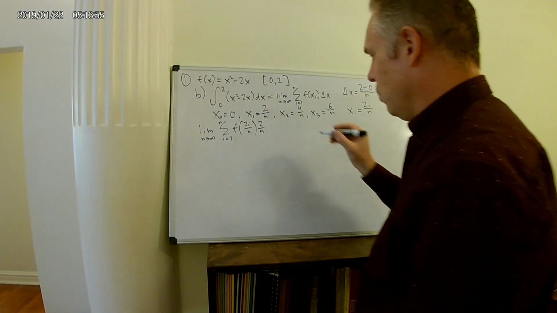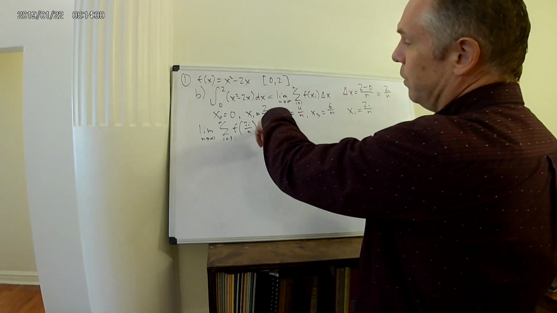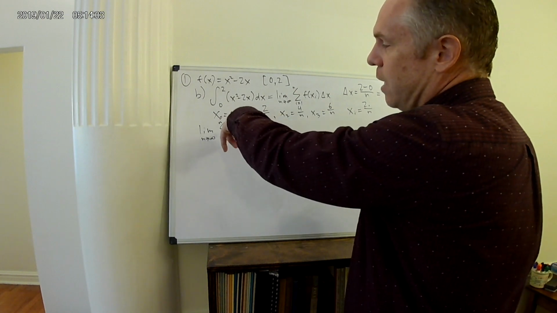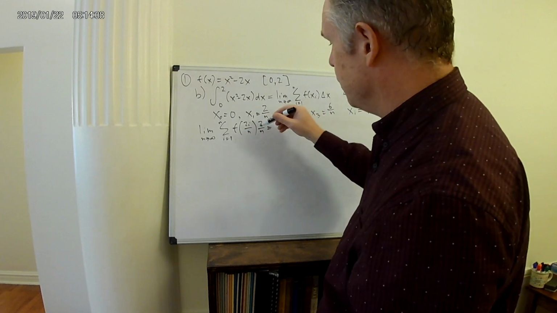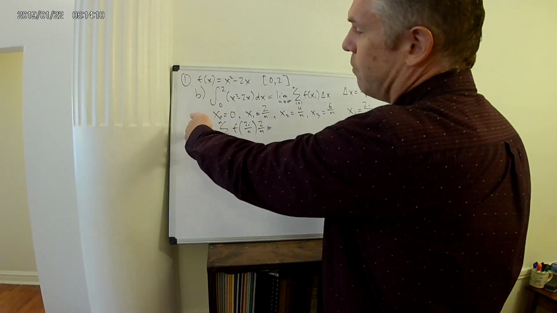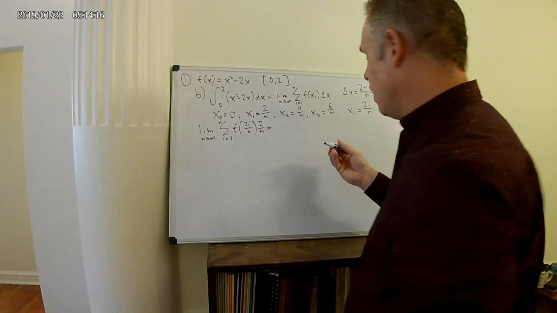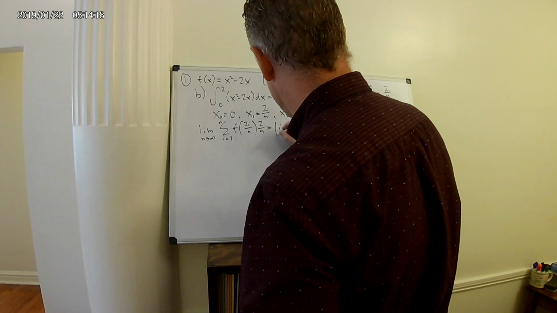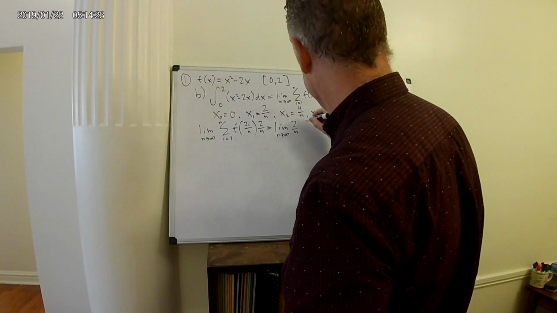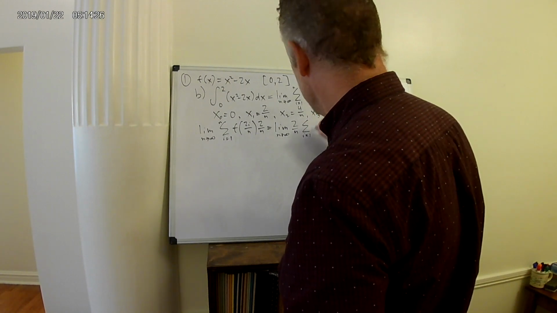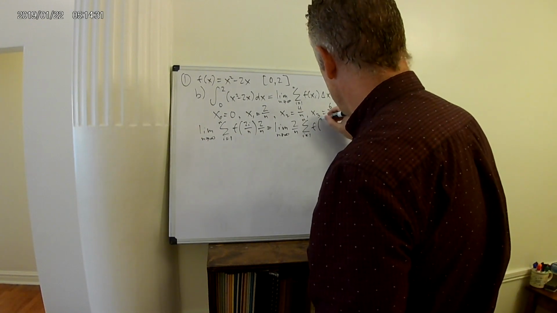Now I'm going to use some algebra to simplify this sum. First of all, I'm going to pull this 2 over n, this width, in front of the summation sign, because this does not depend on i. I can't pull it out from the limit because the limit depends on n, but I can pull it out from the sum because the sum just depends on i. So this turns into the limit as n approaches infinity of 2 over n times the sum from i equals 1 to n of f of 2i over n.